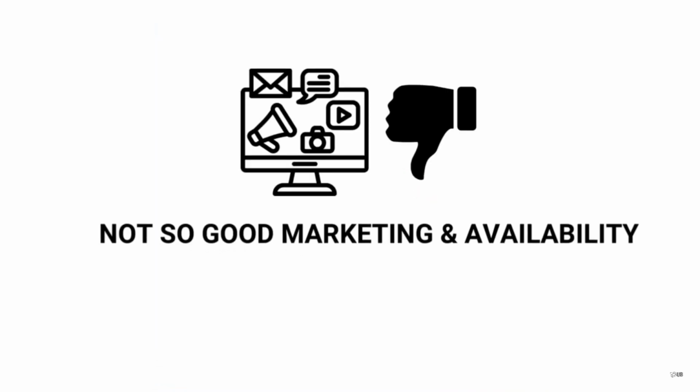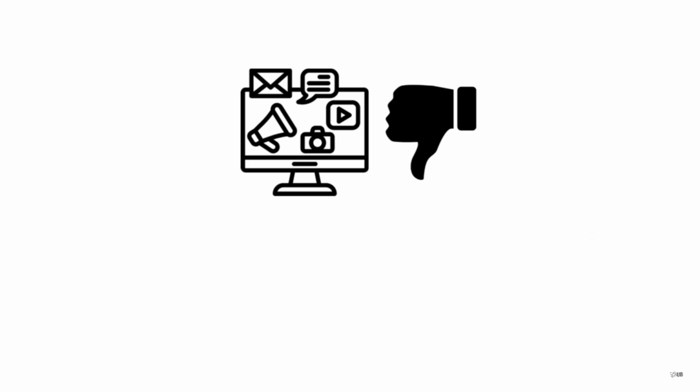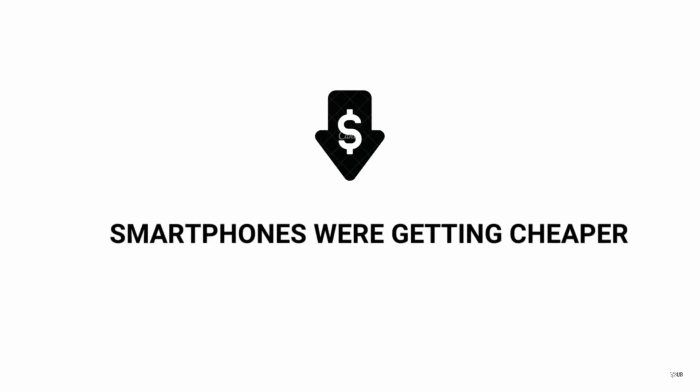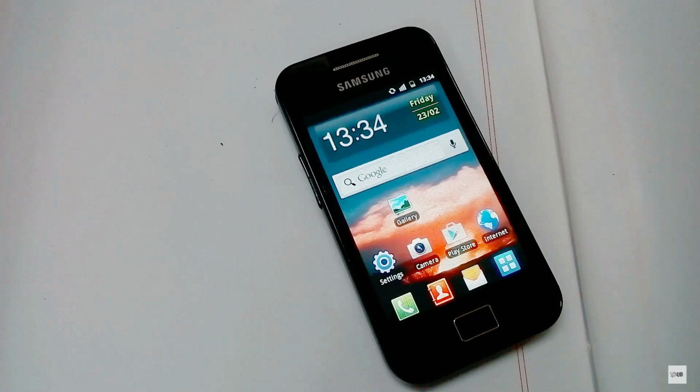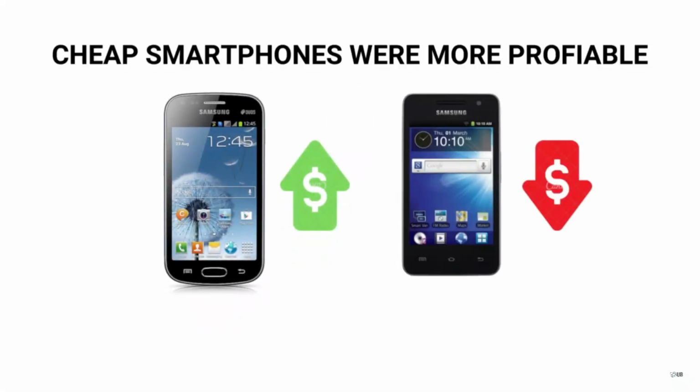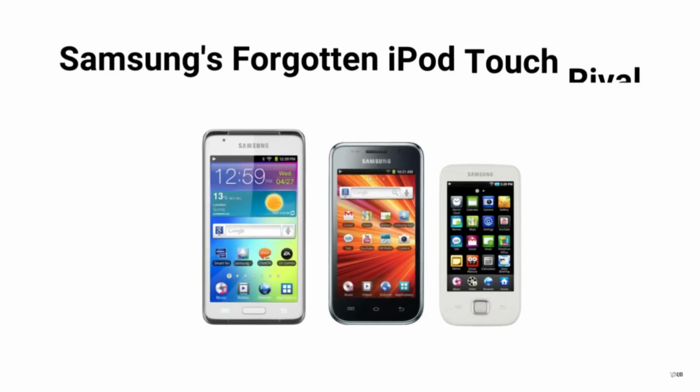Another theory is that their marketing and availability weren't as good as the iPod's. Lastly, Android phones were getting a lot cheaper. At the same time, Samsung was already selling phones of the same price in other regions, which were also selling really well. As a result, it was more profitable for Samsung to sell more budget smartphones rather than selling this media player. So that's how the Samsung Galaxy Player became the forgotten iPod Touch rival.